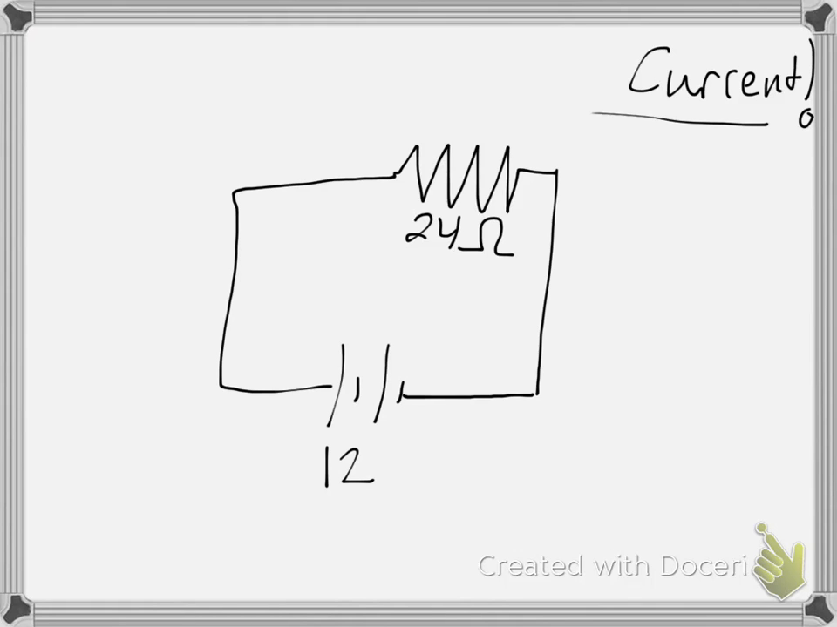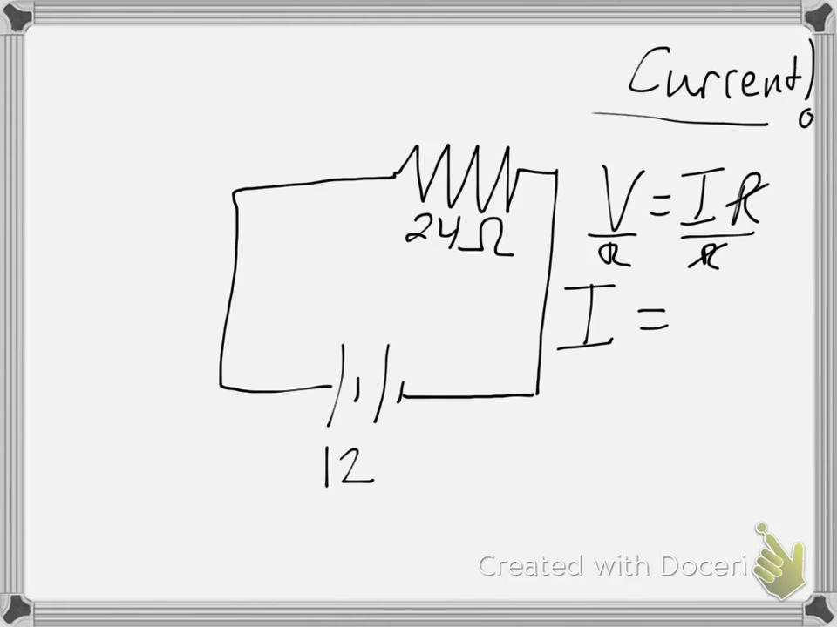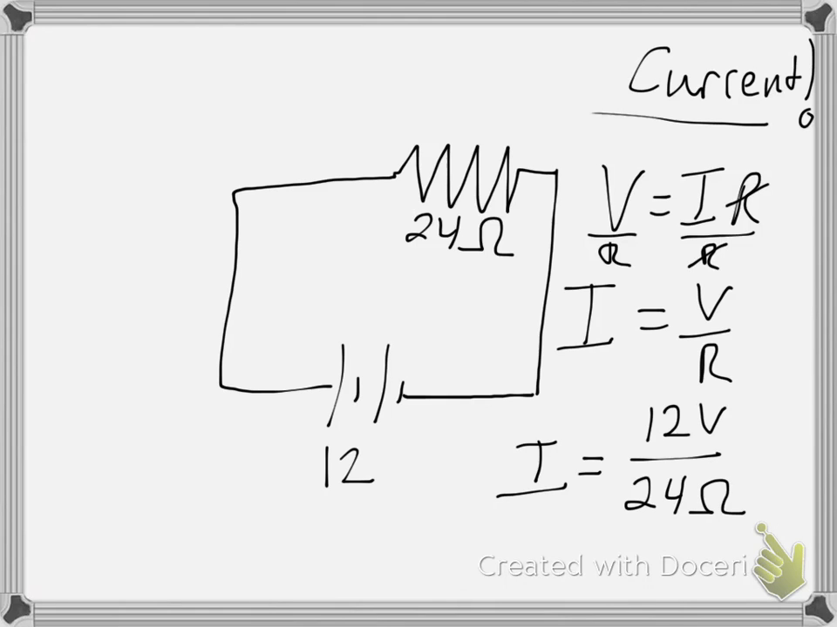But how much? Remember that V equals IR. That's Ohm's law. And I'm looking for I, so we want to solve for I. Doing so, I divide both sides by R, and my R's cancel. And I equals V over R. So I is going to equal 12 volts over 24 ohms, and that gives me 0.5 amps roaming through this circuit.